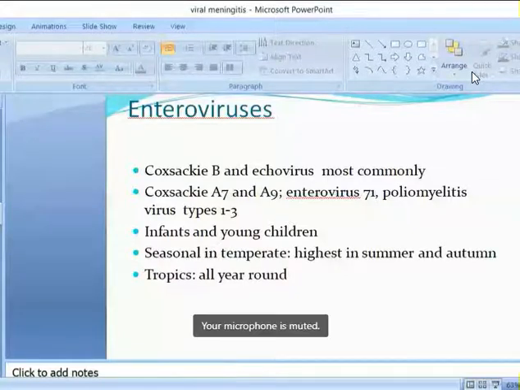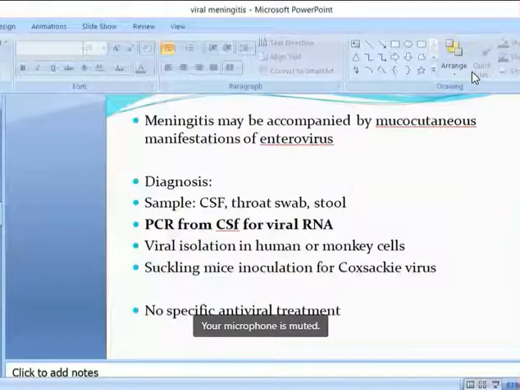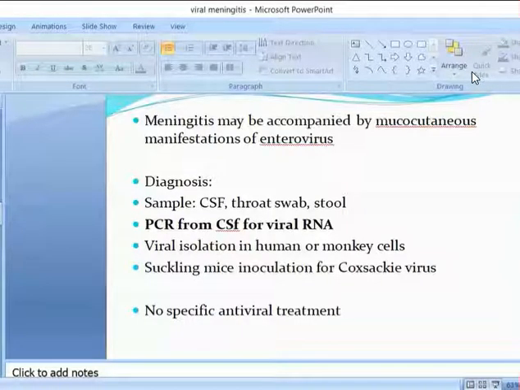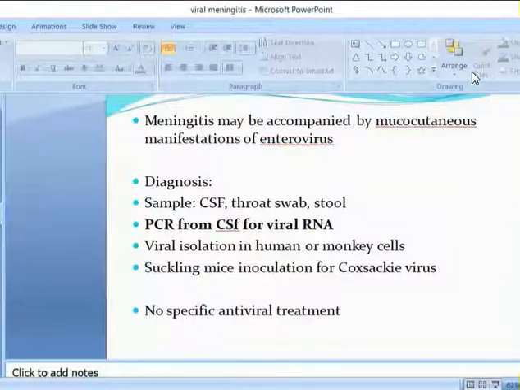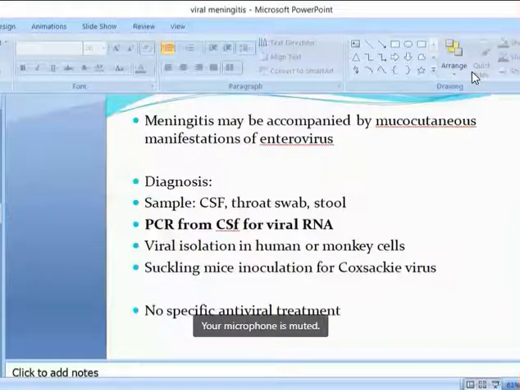As you've already read, the enteroviruses have skin manifestations. The infections can also cause skin and mucocutaneous manifestations, so meningitis may accompany the mucocutaneous manifestations. How do we diagnose? We can diagnose by taking a sample. The CSF will be the primary sample. We can also isolate the virus from throat swabs or from the stool. The best diagnostic modality is PCR from CSF to detect the viral RNA.